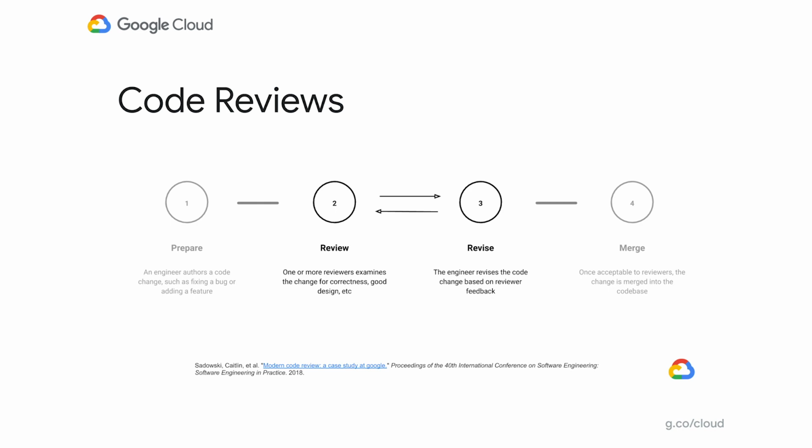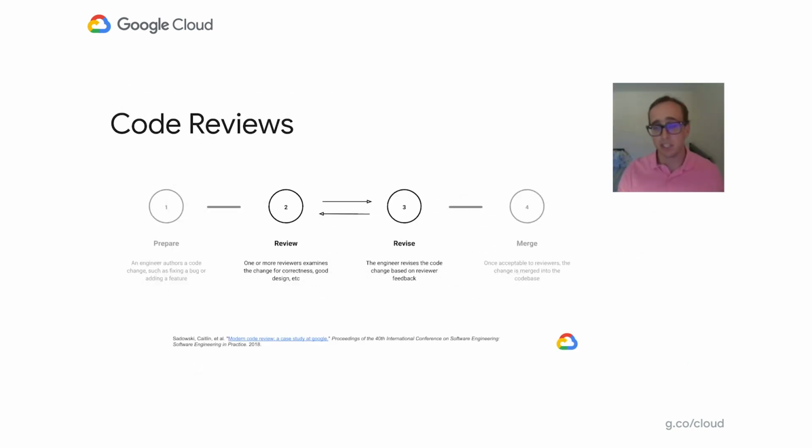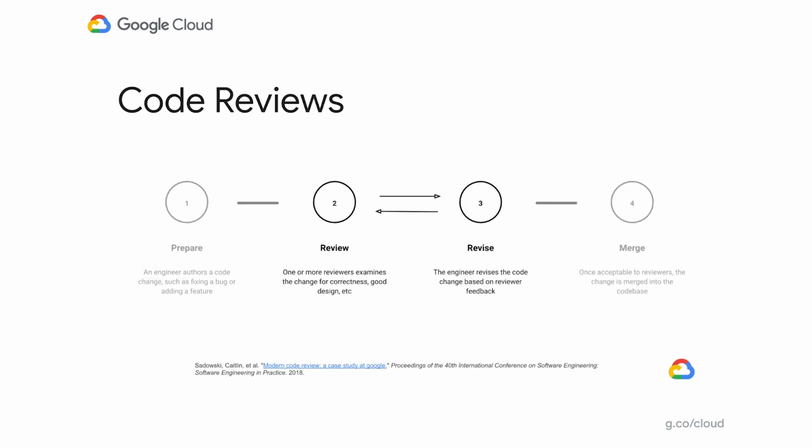So the first thing is an engineer authors a code change. They might be fixing a bug, they might be adding a feature, any kind of change they might want to make. Once the change is ready for other people to look at, they'll send that code out for review. That might be either they choose some reviewers to do the review for them, or they're assigned automatically.